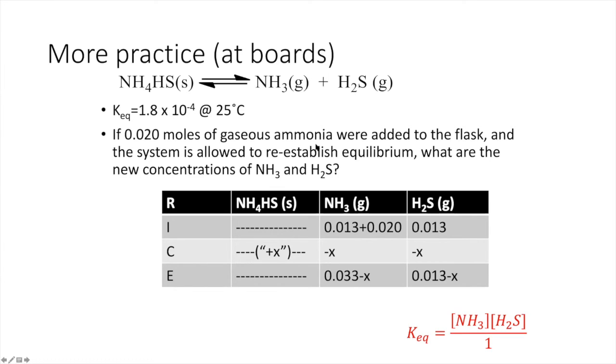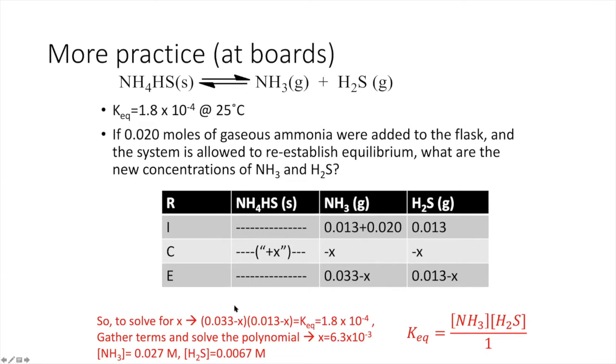Since we stressed the right side, it's going to shift to the left. So I'm going to have a negative change in the ammonia and in the H2S, and it's going to shift to the left. So I gain X amount of this solid. And like before, you just add your columns down, and that's what these terms represent. Then you just substitute them into the expression for the equilibrium constant, as is shown right here. So you can collect your terms and solve for X.